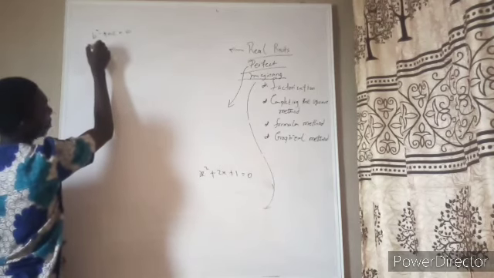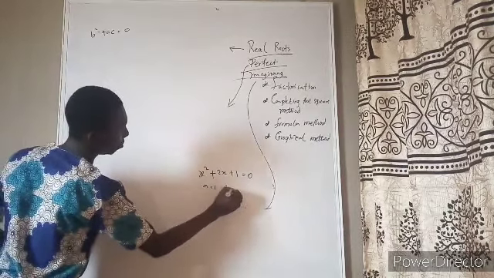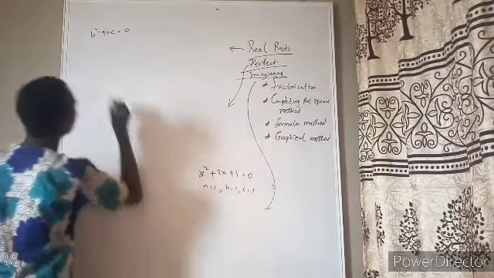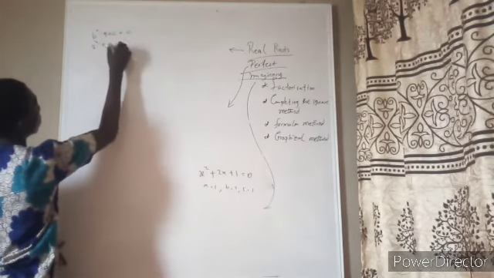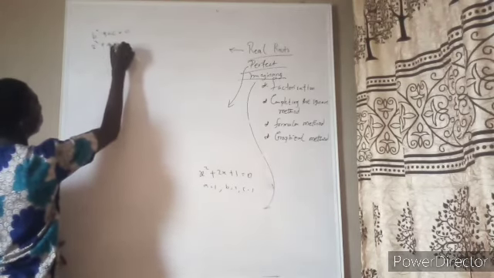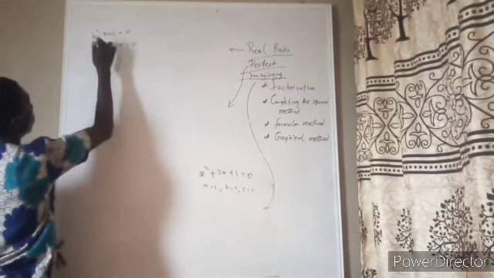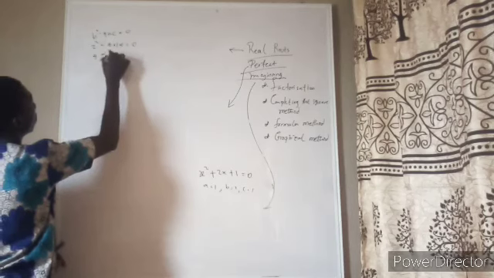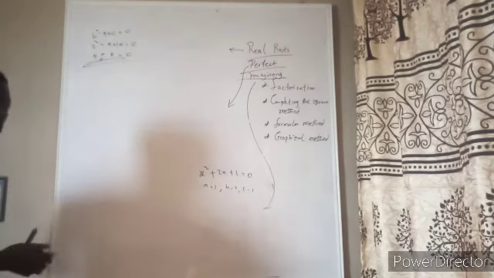So what's my b? From here, my a equals 1, my b equals 2, and my c equals 1. So my b is 2 squared minus 4 times 1 times 1, equals 0. Right? 2 squared is 4, 4 minus 4 equals 0, which is true. So definitely it's a perfect square, justified already.